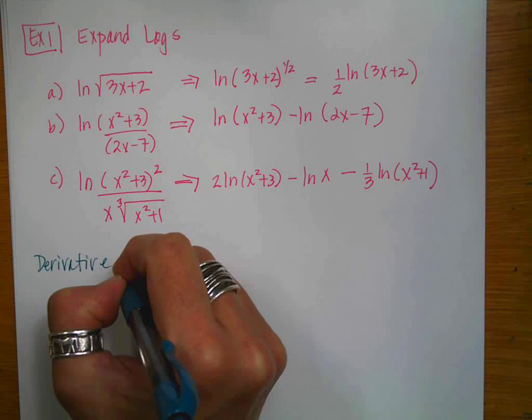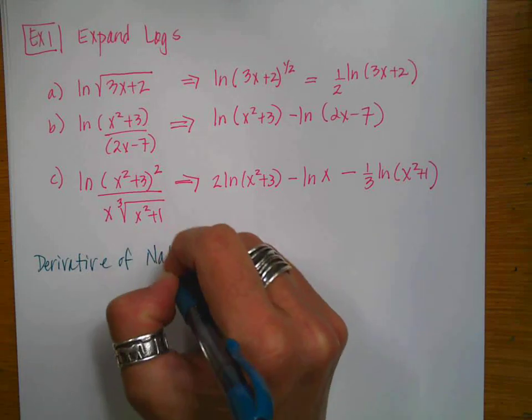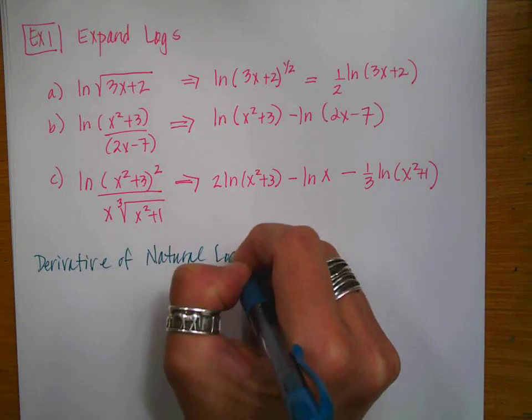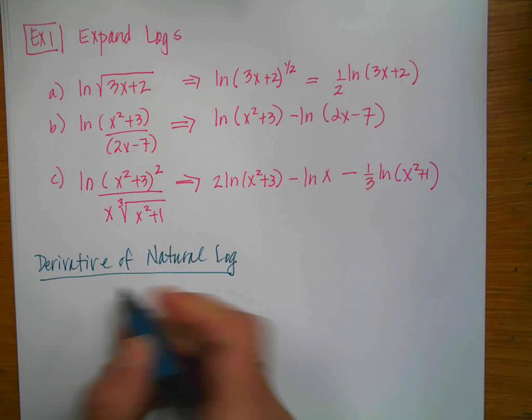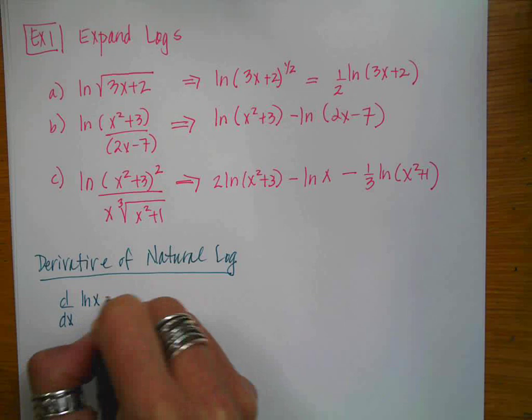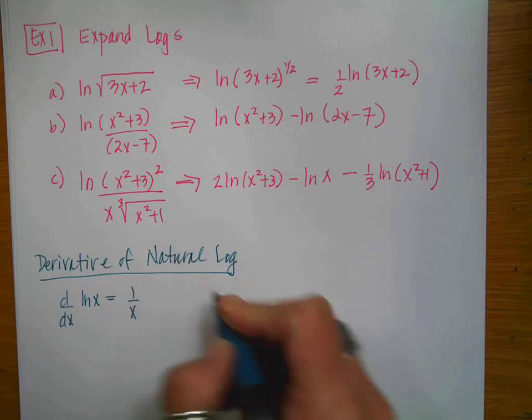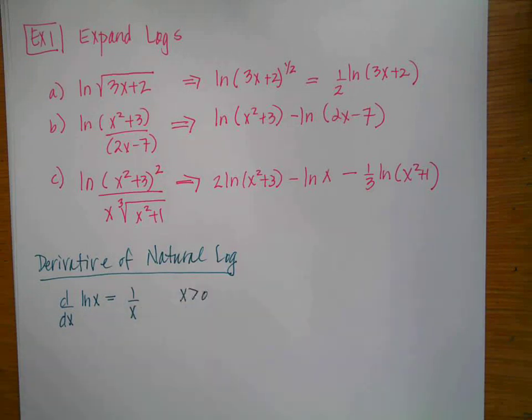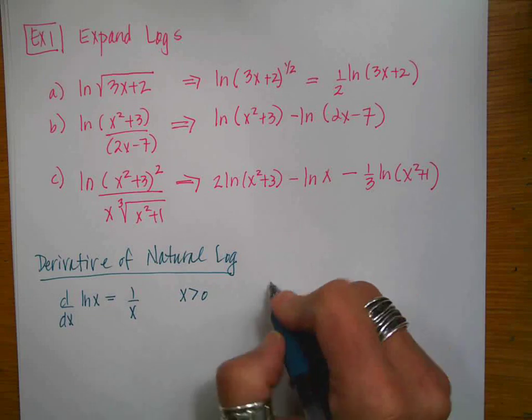The derivative of a natural log is actually pretty easy. So I have the derivative of the natural log of x is going to be 1 over x. And of course, x has to be greater than 0.